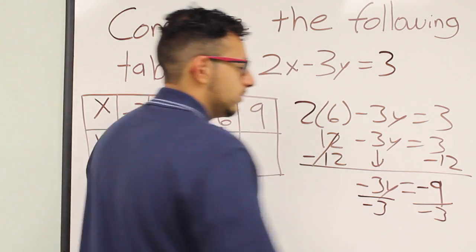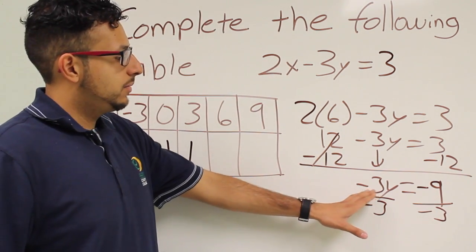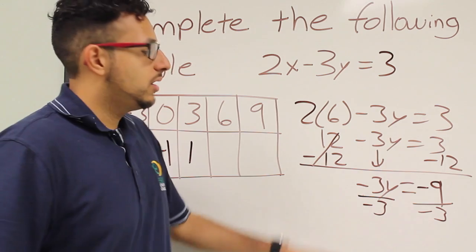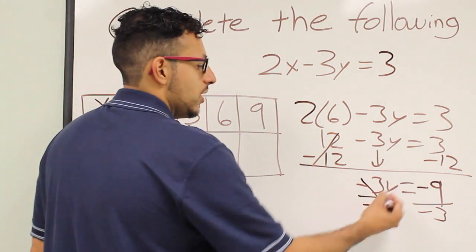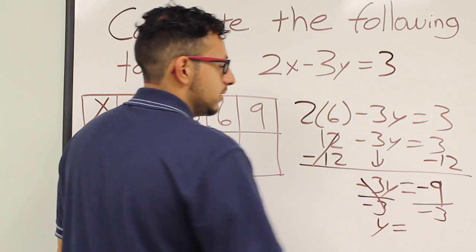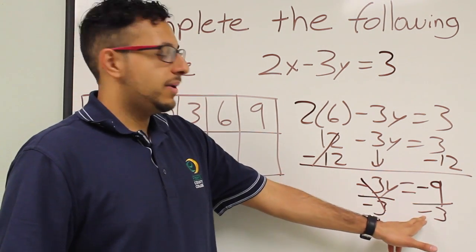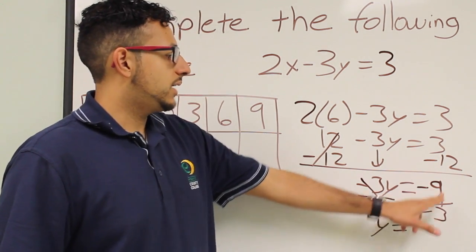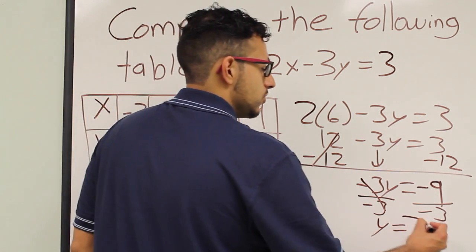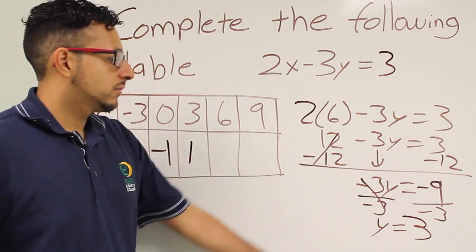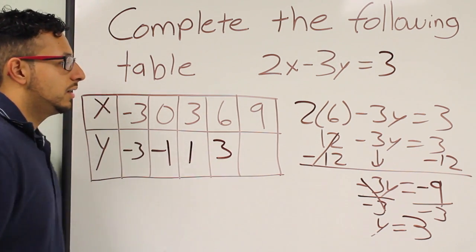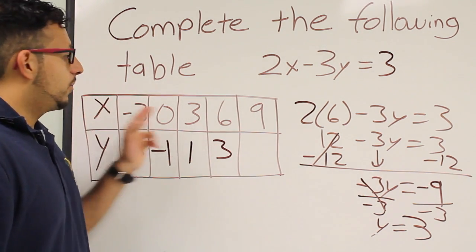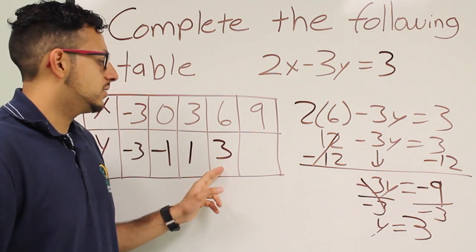So we see a pattern, right? Each time we get to this step, when we have negative 3y is equal to the number, we always divide by negative 3. So negative 3 divided by negative 3 is 1, we're left with y is equal to, negative divided by negative is positive, 9 divided by 3 is 3. So y is equal to 3. Put that in your table. So that's saying that when x is 6, y is 3.